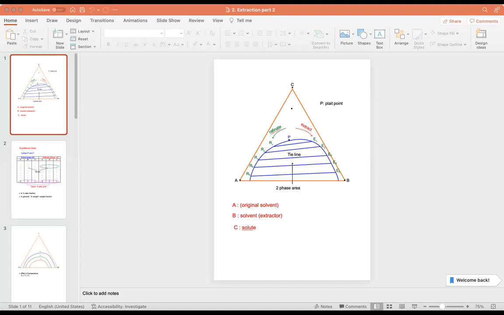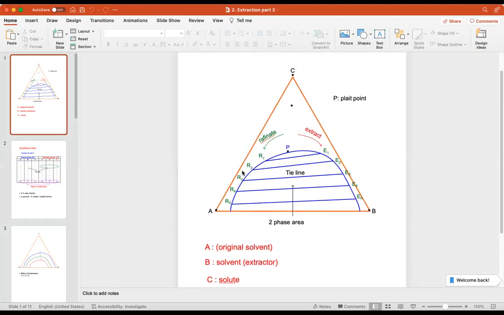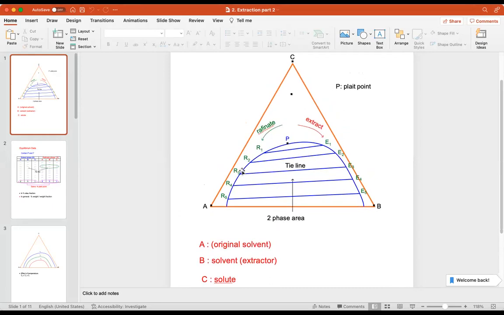Okay, now let's have a look at the next part. Okay, here. Previously we had an example on A, B, and C. Just give me a minute.